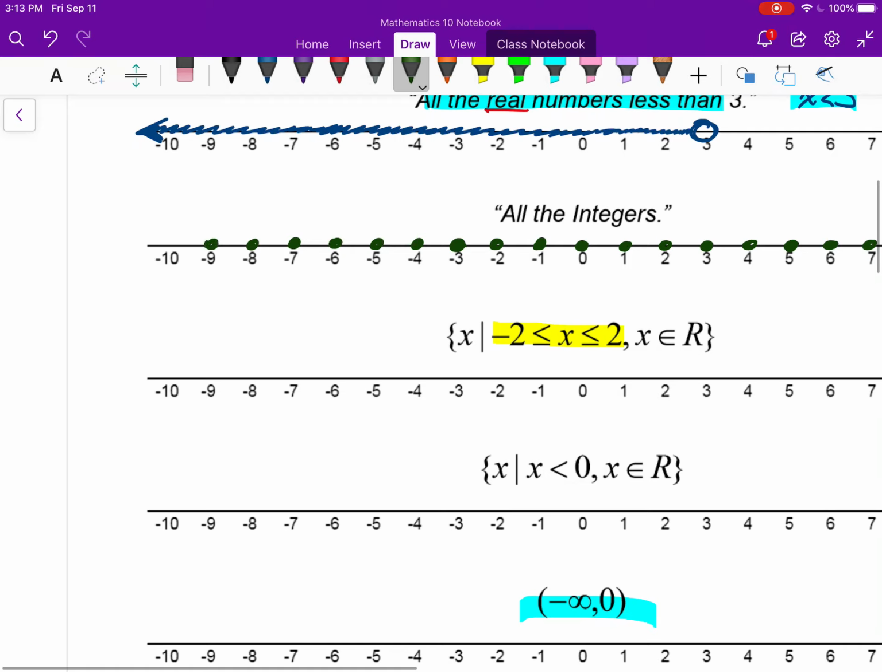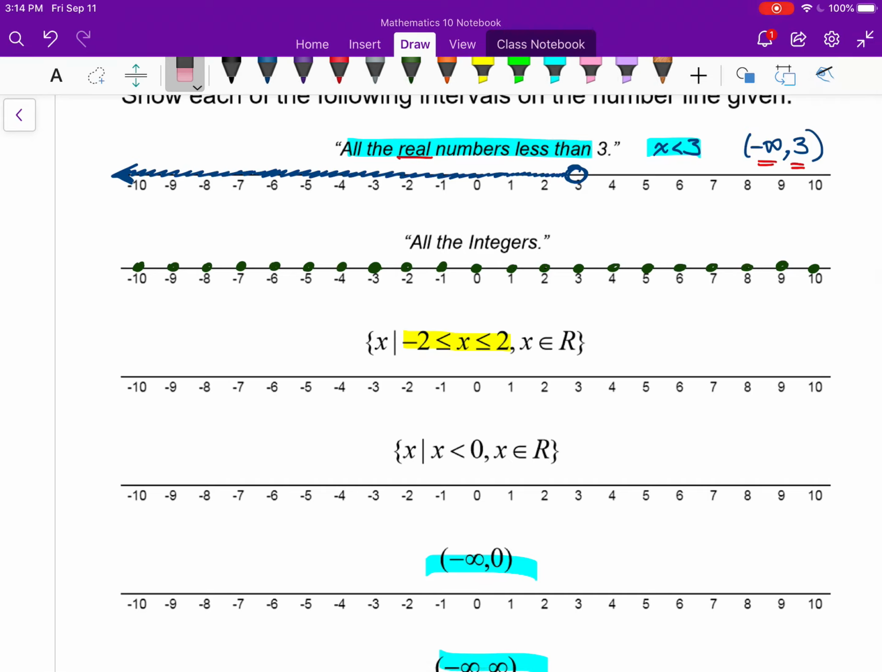The points between, for example, right here, a half. A half is a number, it's a real number. It's not an integer. And so all the integers look like this. And so that's what all the integers look like.